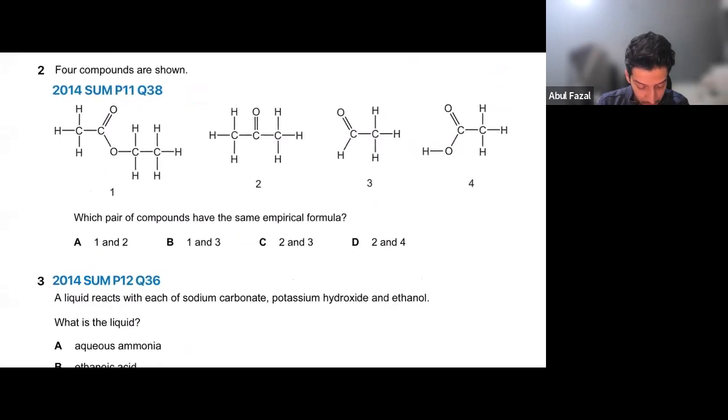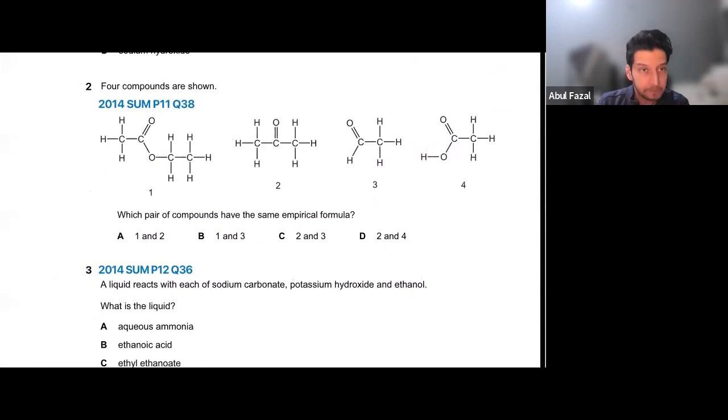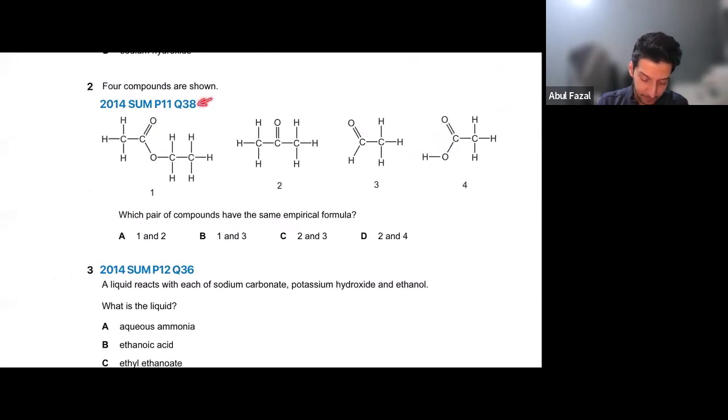Question number 2. I like how the label's below the question. It's kind of annoying. It's all right. It's just one question. You can change the page later.